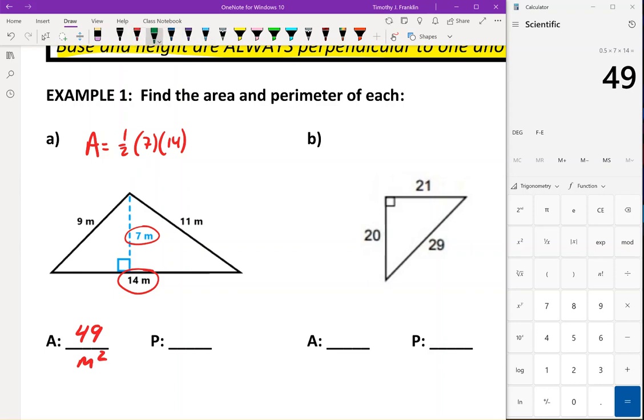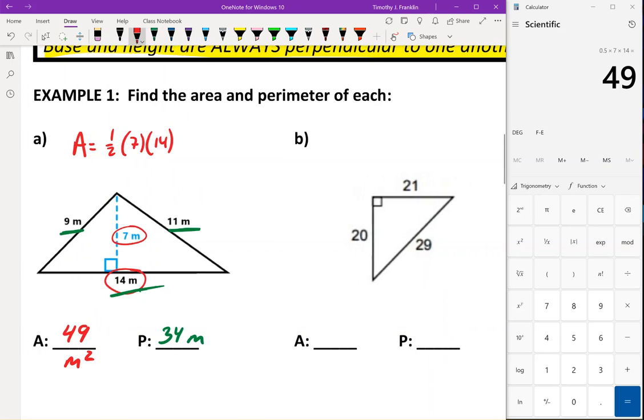Perimeter works the same way as before. Add up all the sides. So we have 11, 9, and 14. 11 plus 9 plus 14 is 34 meters. Let's go on to the next one.